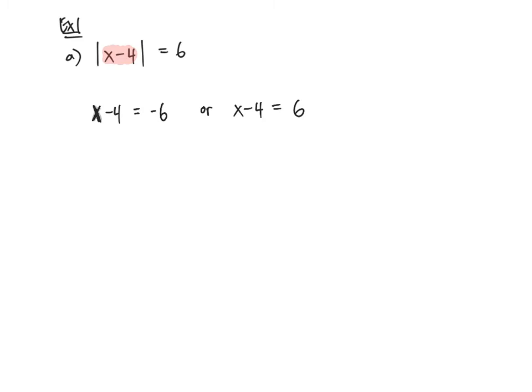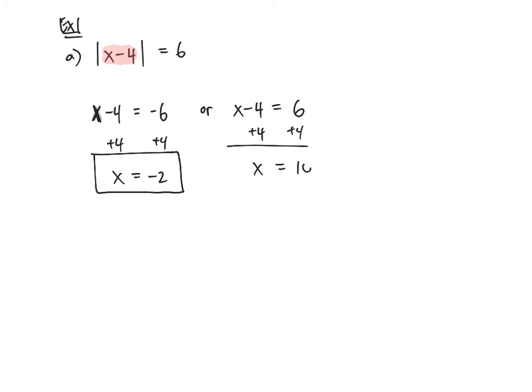So with absolute value equations like these, we end up with two possible solutions. For this one, when we add 4, we get x equals -2. And for this one, when we add 4, we get x equals +10. So those are the two possible solutions. Okay, let's do one more.